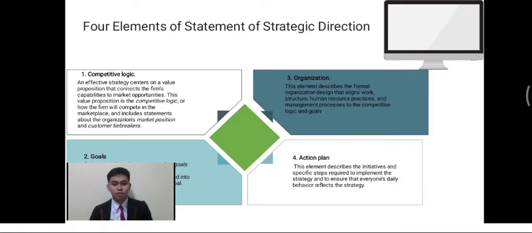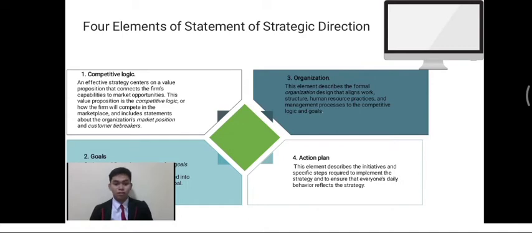This value proposition is the competitive logic, or how the firm will compete in the marketplace, and includes a statement about the organization's market position and customer tiebreakers. The second element is the goals. Rainer and Cummings suggest that goals represent the unifying target for achievement and should be separated into financial goals and a single rallying goal.